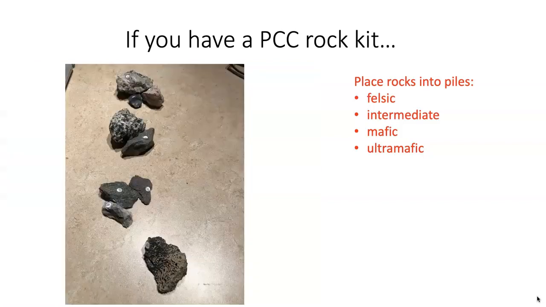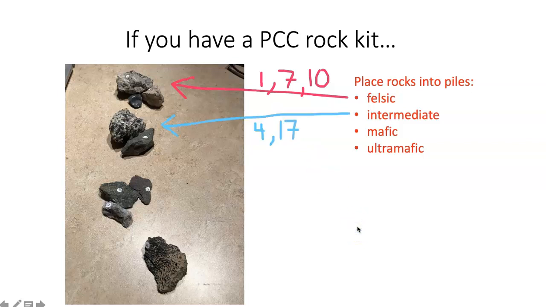Okay, here are the answers. The felsic ones are numbers 1, 7, and 10. And these are the ones with a lot of quartz, or in terms of the fine grain ones where you can't see the minerals, they're sort of a pink color, like number 10 here. Number 7 is that glassy obsidian that looks black, but in fact it is felsic. The intermediate ones are number 4 and number 17. 17 has that salt and pepper look that I was talking about.